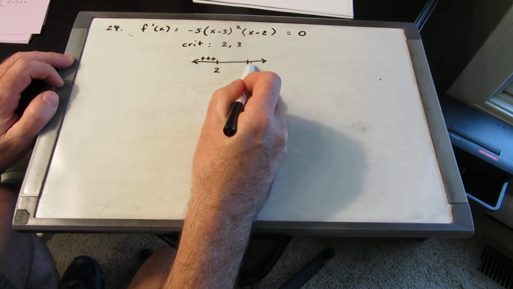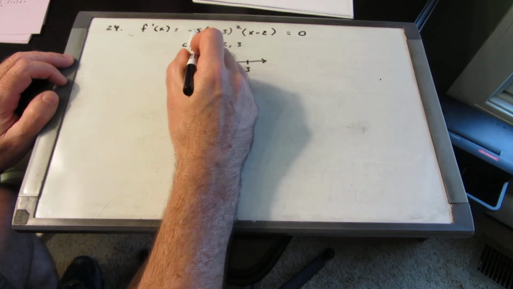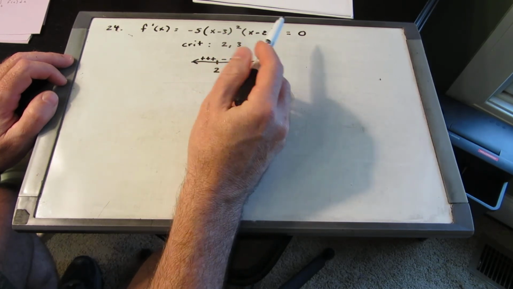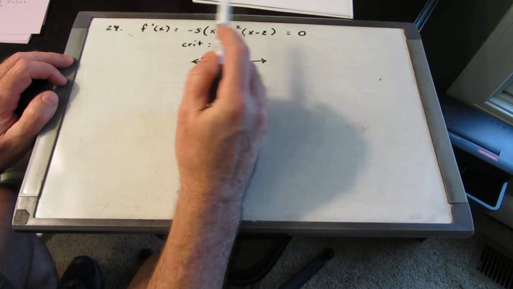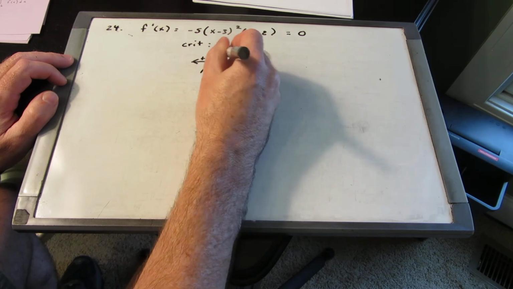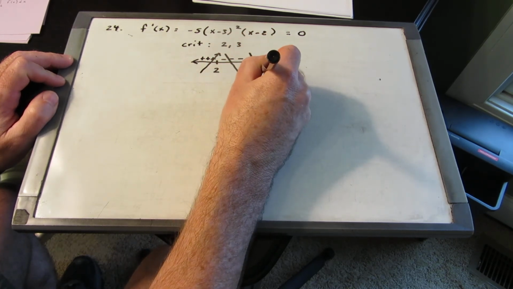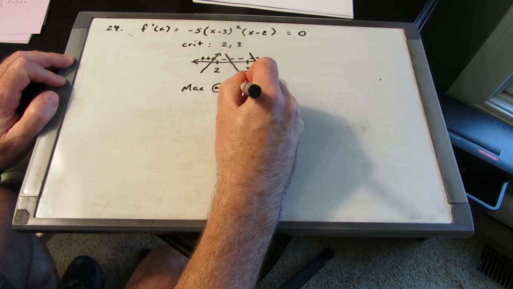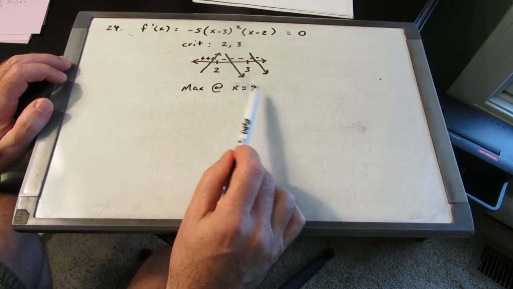And then between 2 and 3, maybe 2.5. Okay, that's going to be positive, positive, negative, so that would be negative. Then greater than 3, anything you want. Let's try 10. Positive, positive, but still negative out front, so that's negative. So what we have, we know we have a max at x equals 2 and we don't have a minimum at x equals 3.